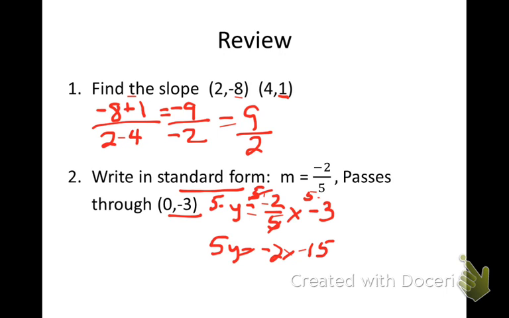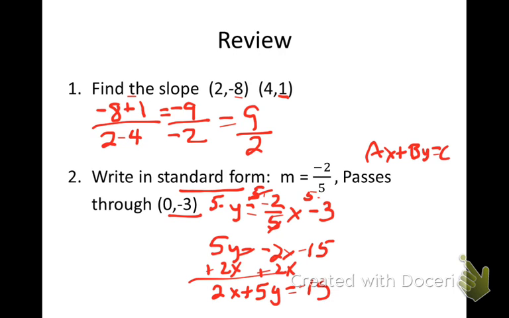Now remember, standard form is ax plus by equals c, so we need to get the x and y over on the same side, so I'm going to add 2x to each side, giving me 2x plus 5y equals -15. Remember the restrictions: no fractions, which we've already taken care of, and the thing in front of the x is positive, so we don't have to worry about that. Remember, if that were a -2, we would have to divide everything by -1 to make it positive.